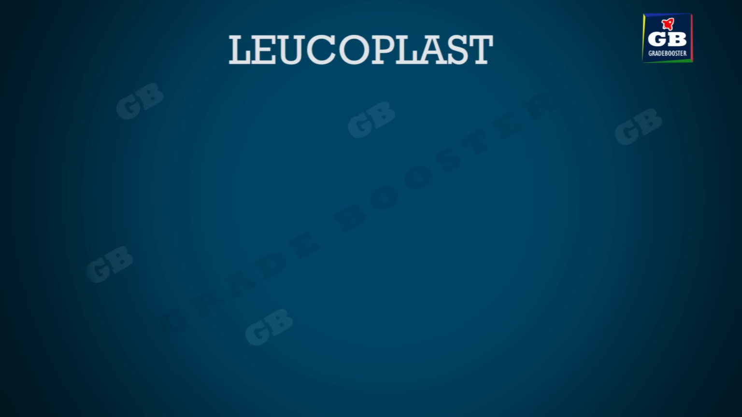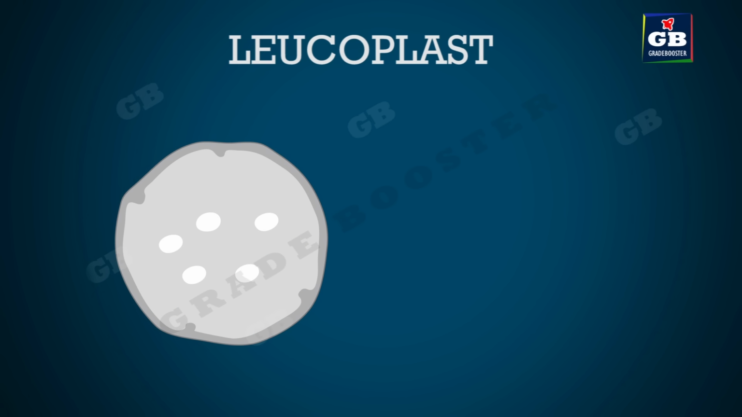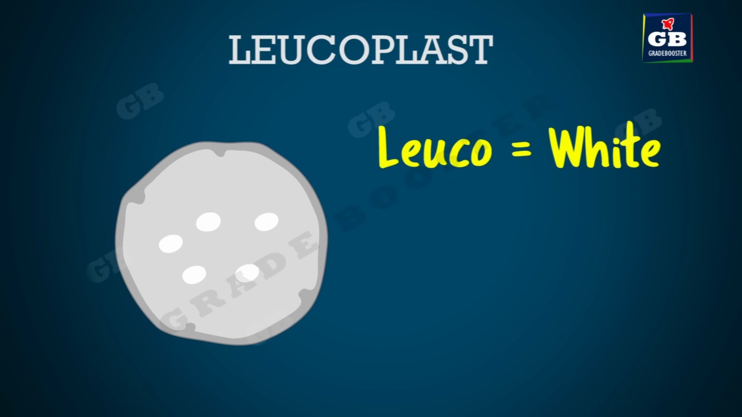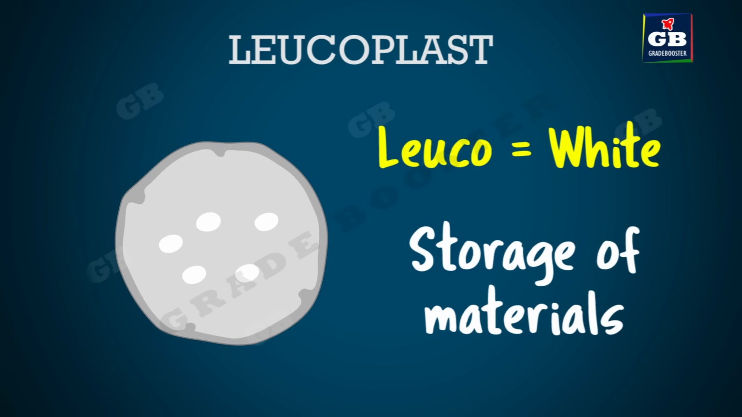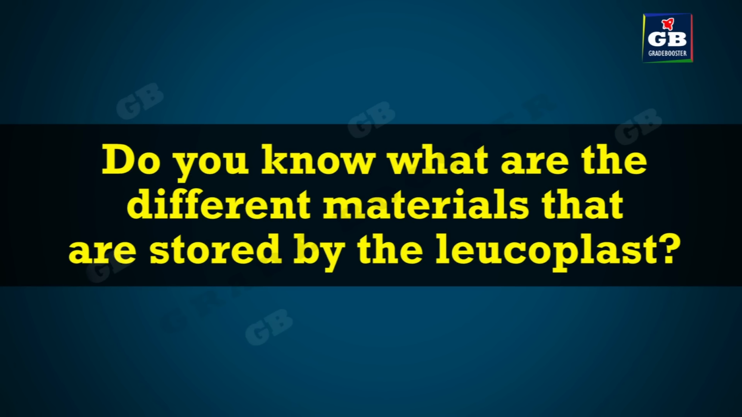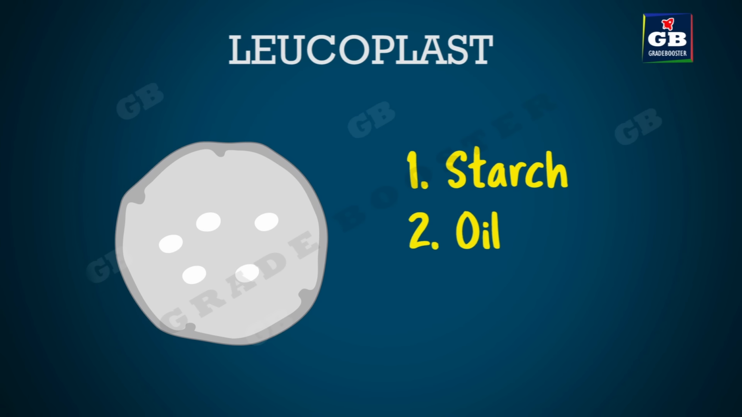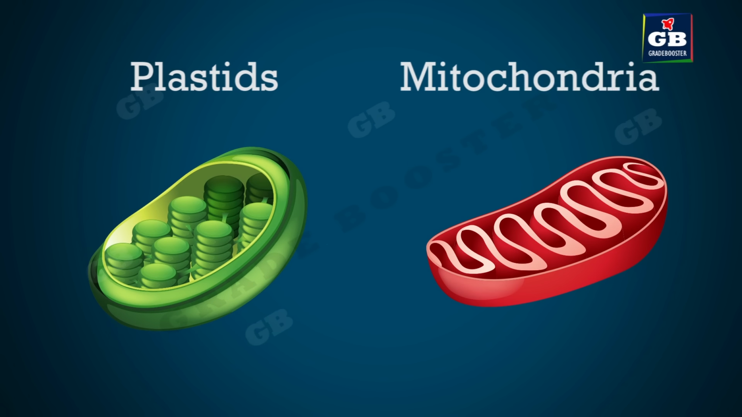Now we see the second type of plastids, leucoplasts. Leuco means white. So, leucoplasts are colorless white plastids. Their main function is the storage of materials. Do you know what are the different materials that are stored by the leucoplasts? Starch, oils, and protein granules are stored by leucoplasts. Externally, that means from the outside look, plastids look similar to mitochondria.